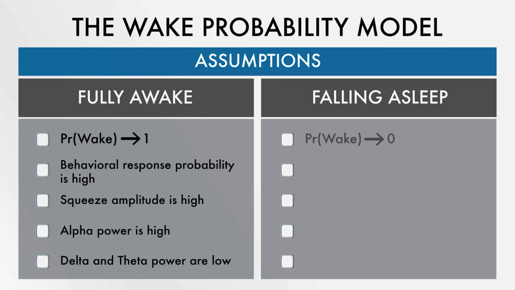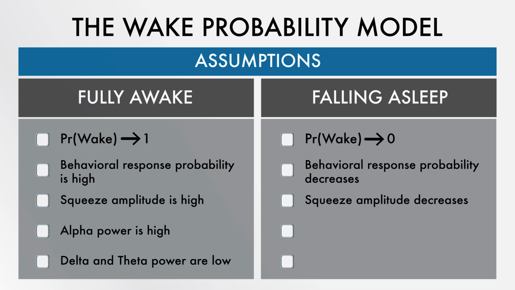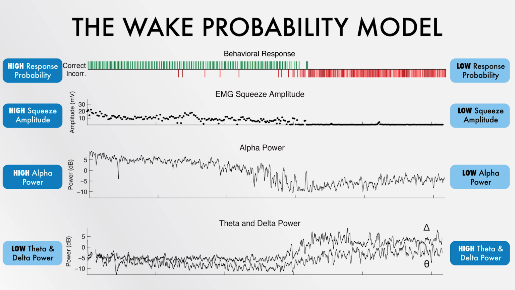The wake probability will approach 0, the behavioral response probability will decrease, the squeeze amplitude will decrease, and as alpha power decreases, delta and theta power will increase. Looking at the actual data, we see these assumptions hold true. Our objective now becomes, how do we go about fitting this wake probability model to the actual data?